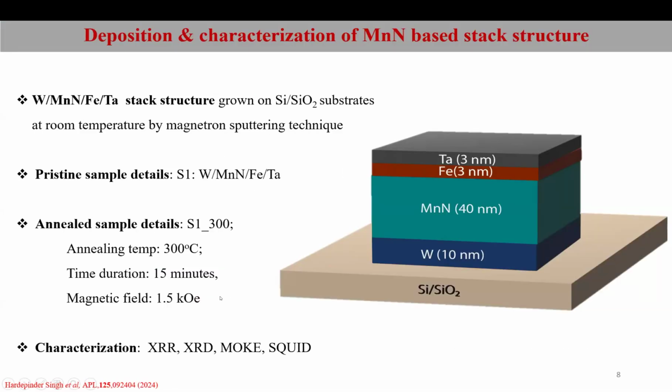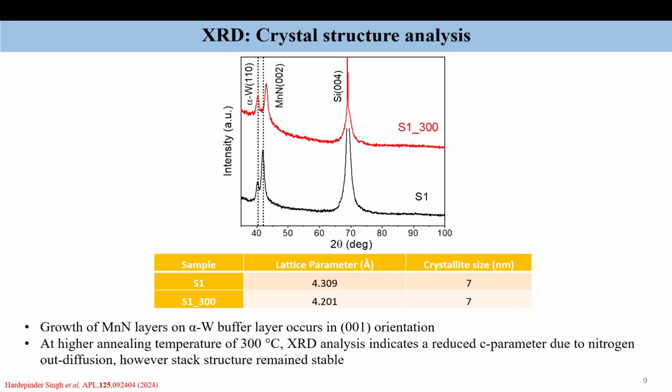So firstly, we'll see the X-ray diffraction analysis. As we can see here, the as-deposited sample clearly showed peaks of alpha tungsten and MnN 002. It had grown in 002 orientation. It showed a lattice parameter of 4.30, which is a little bit more than the bulk lattice parameter of 4.28. As it was annealed, it showed a slight shift in the peak position of MnN 002, which indicates a little bit of reduction in the lattice parameter, which could be due to nitrogen out-diffusion as observed in other literature also. But overall, the stack remained stable at this temperature.